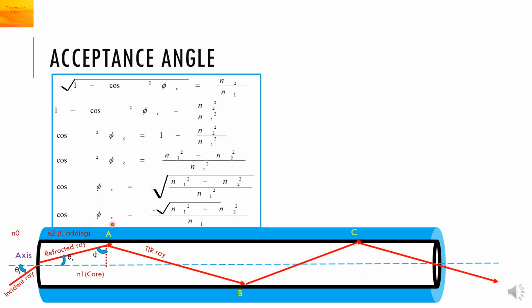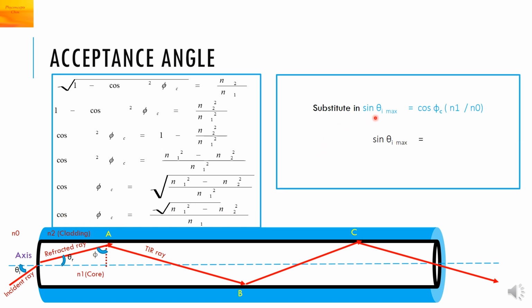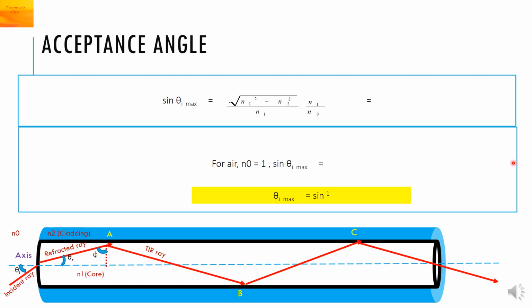So we have got the value for cos phi c, which you can substitute in the formula that we have got earlier: sin theta I max is equal to cos phi c into n1 upon n0. Substituting cos phi c here, you get square root of n1 square minus n2 square upon n1, into n1 upon n0. So n1 will get cancelled out. You get square root of n1 square minus n2 square upon n0. Again for air, n0 can be taken as 1. So here we substitute 1. So you get sin theta I max is equal to square root of n1 square minus n2 square, from which you can get theta I max, that will be sin inverse of square root of n1 square minus n2 square.